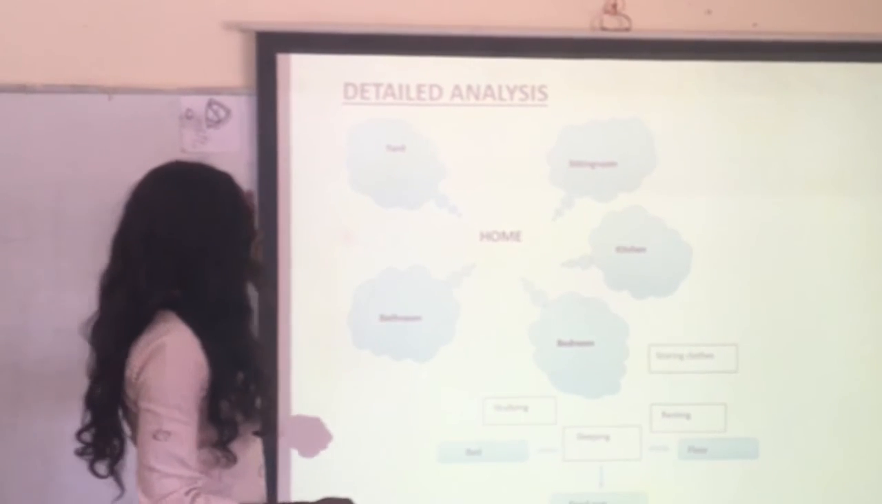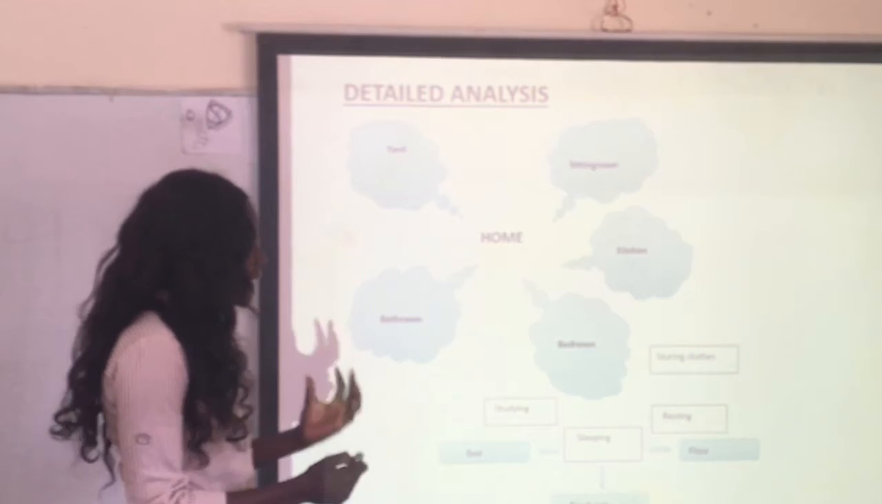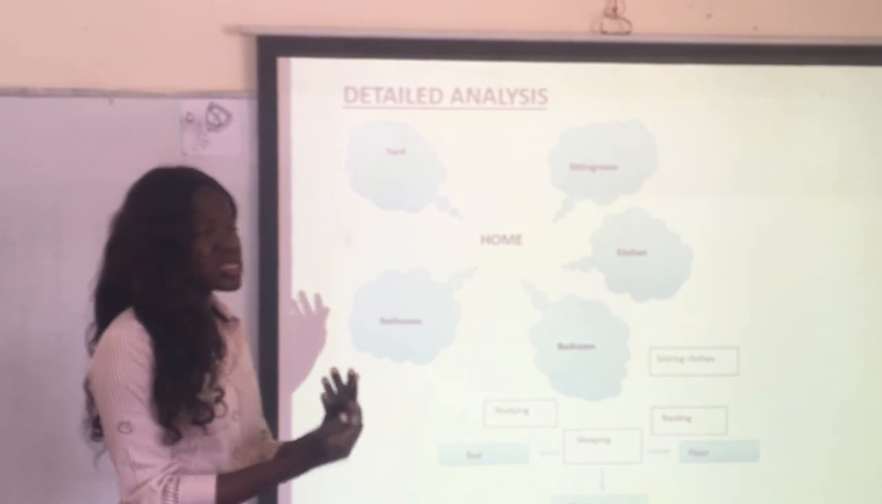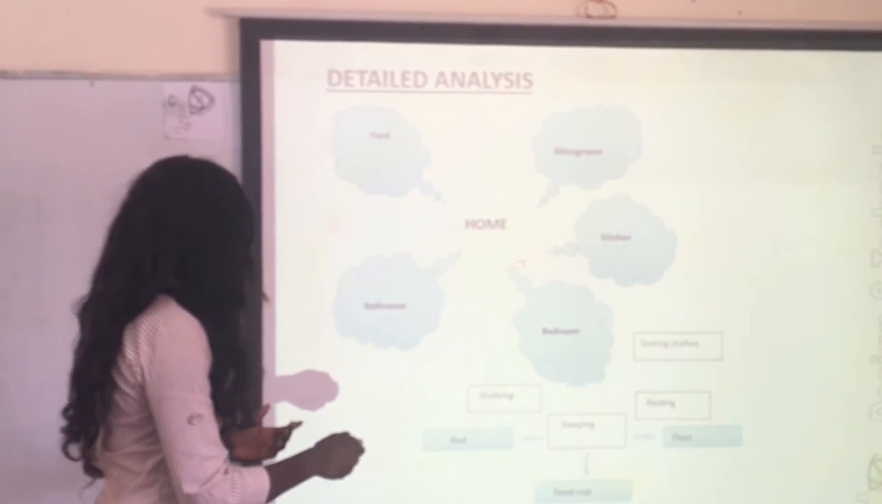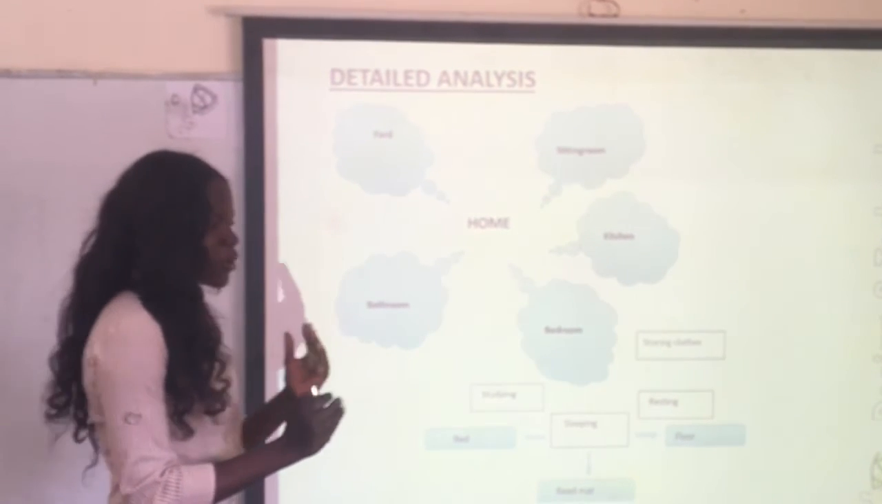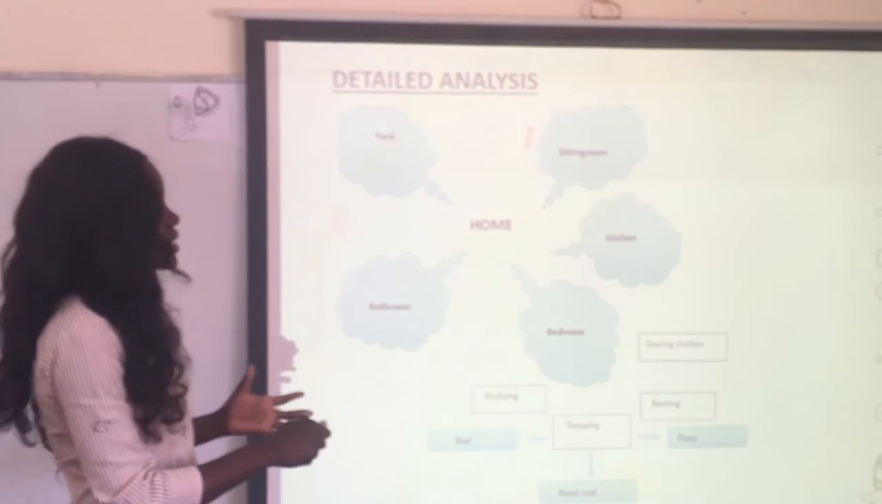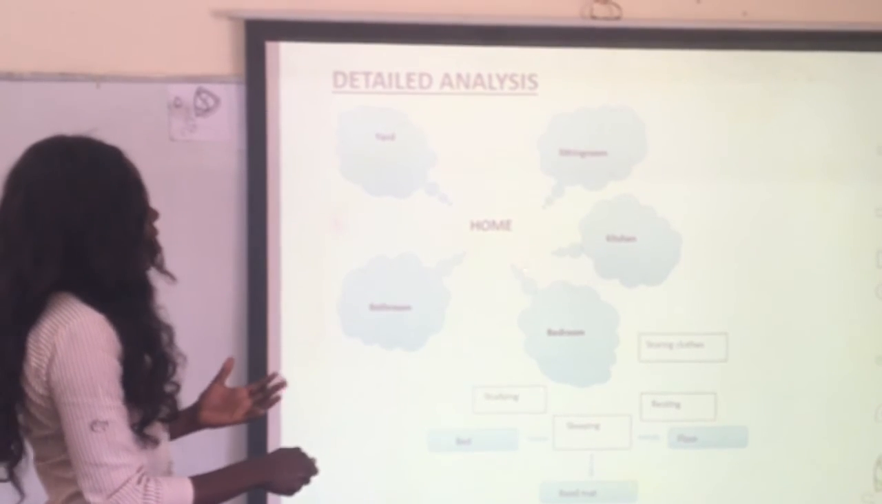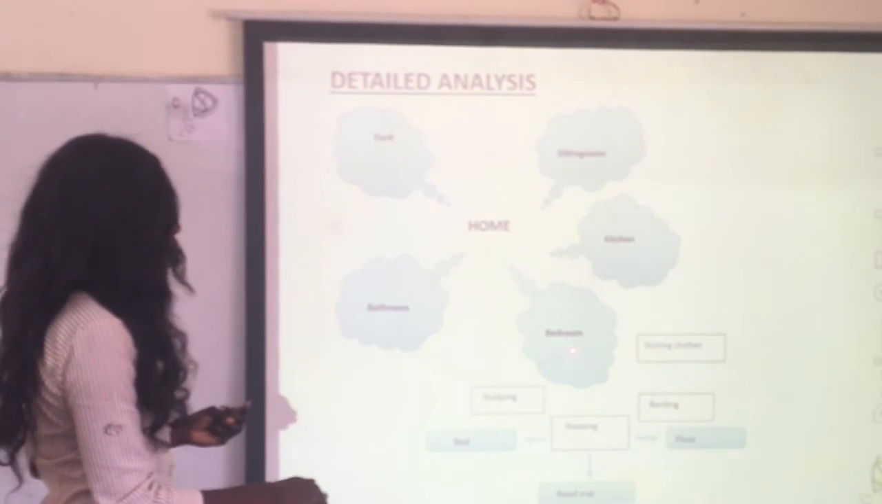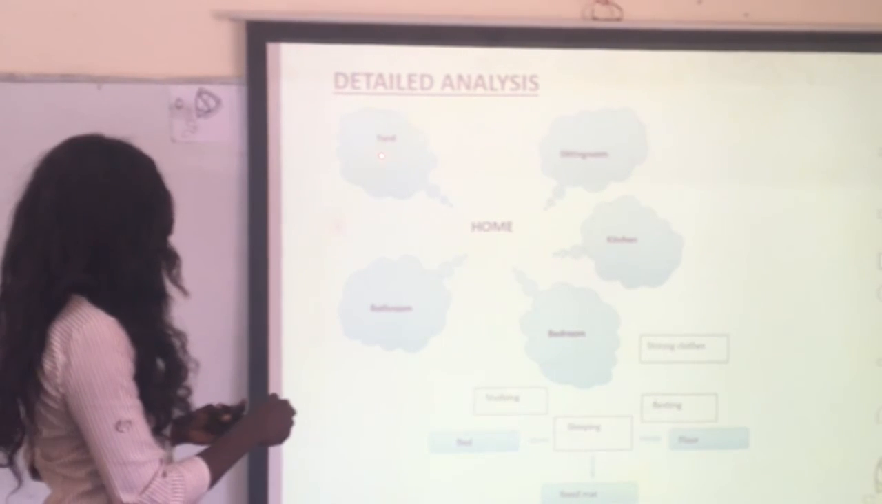So after we do the general analysis, we pick one area that we want. So in this case, we've picked the home. Okay, now we are going into the details. So we've picked the home. So which places in the home? In the sitting room, in the kitchen, in the bedroom, in the bathroom, in the yard.